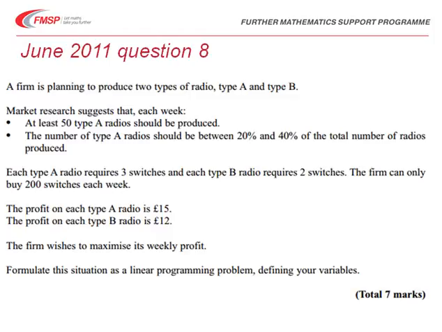We're then given the profit on each type of radio, type A being £15 and type B being £12, and the firm wishes to maximize its weekly profit. The question asks us simply to formulate all of this information as a linear programming problem, defining your variables.